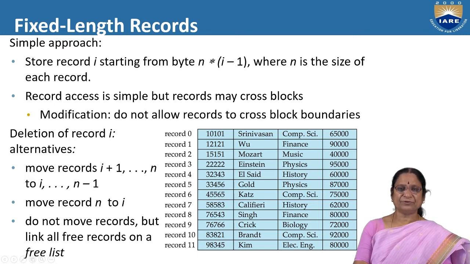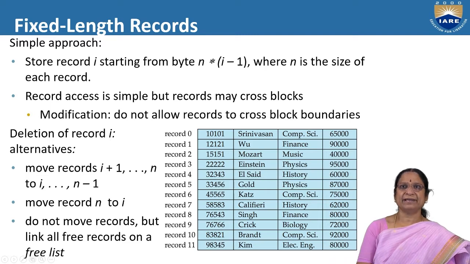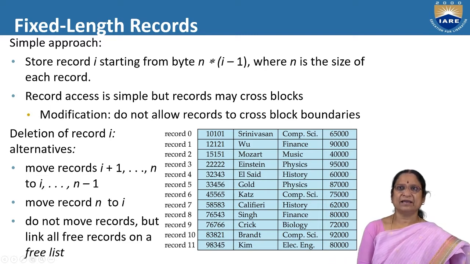So in this simple approach, store each record i starting from byte n*(i-1), where n is the size of the record. For example, the size of the record is 30. The first record starts at byte 0, let us assume that. The second record starts at the 30th byte, our first byte, the second record 31, the third record 61, and so on. So that's why n*(i-1) is the starting position of the ith record.